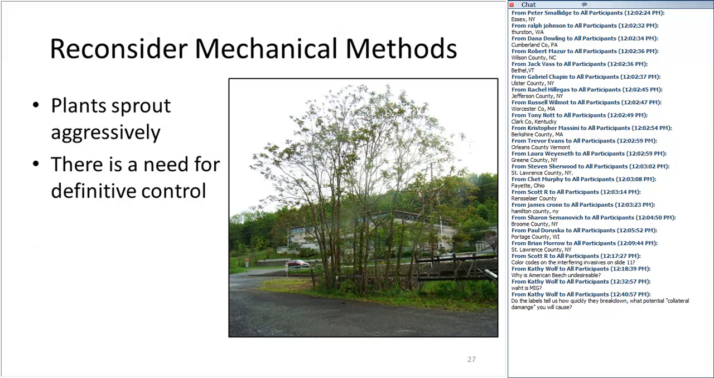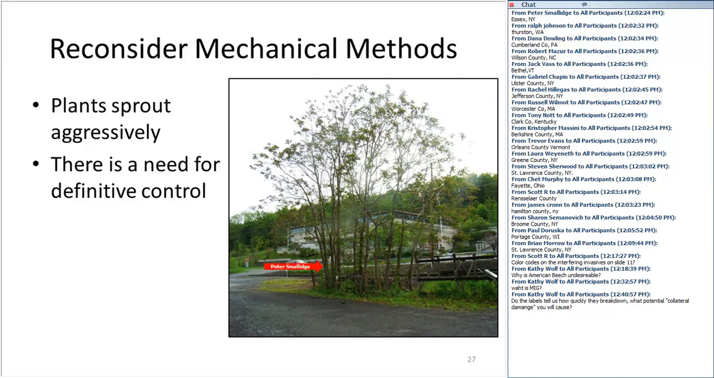You should avoid, or at least consider avoiding, mechanical methods with plants that sprout aggressively. So I have pictured here Tree of Heaven. That's one of those plants that sprouts from the stump and sprouts from the roots. And can you treat it mechanically? Yes, but it's going to require repeated cutting.